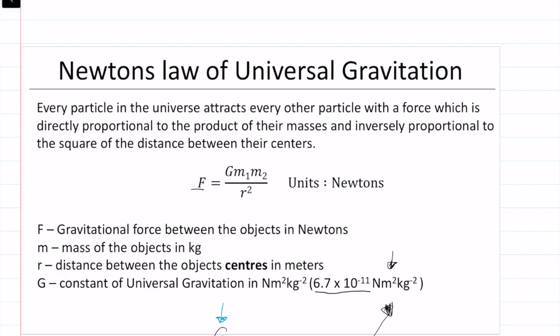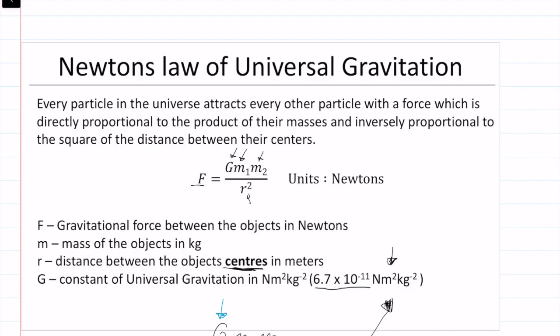Okay, so let's digest this again. F is our force, G is our universal gravitation constant, m1 is your mass 1, m2 is your second mass, and r is the distance between the centers. That's obviously in meters, so we're working with SI units.